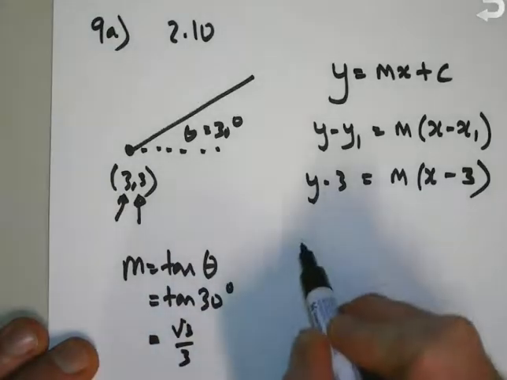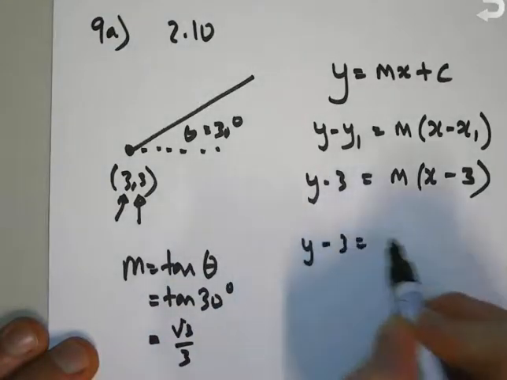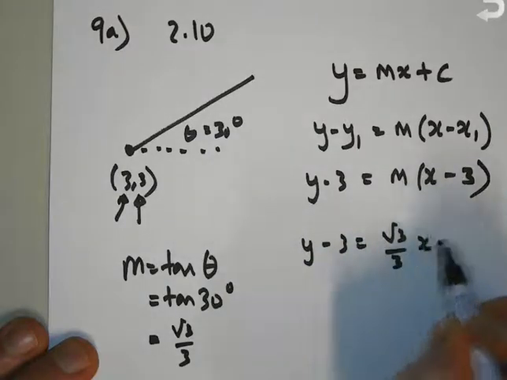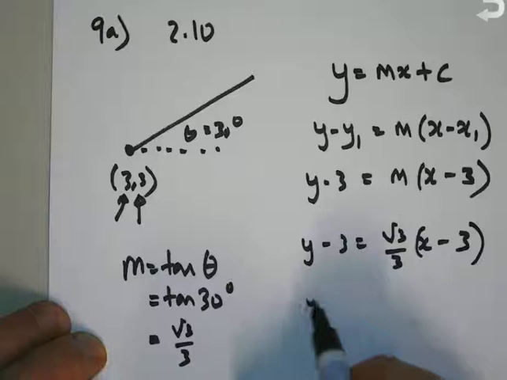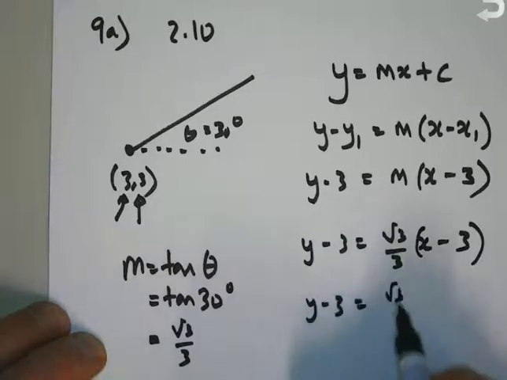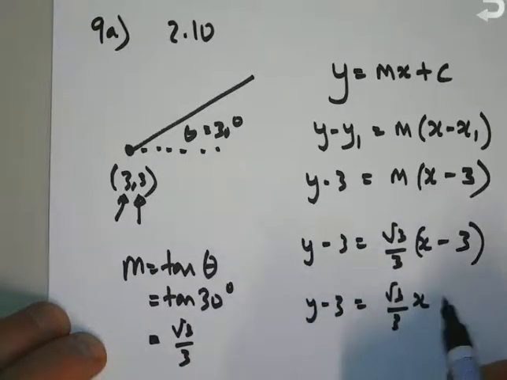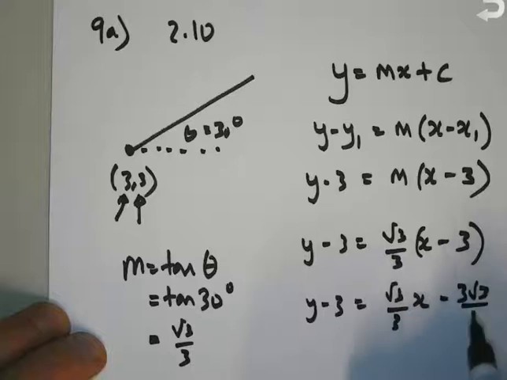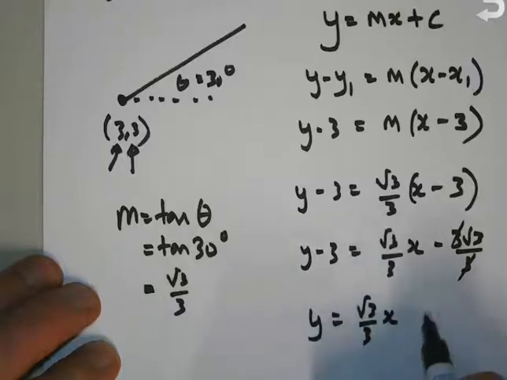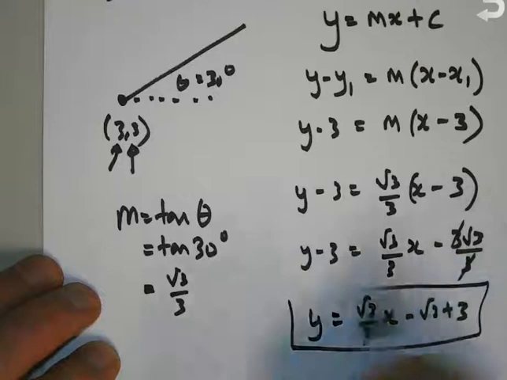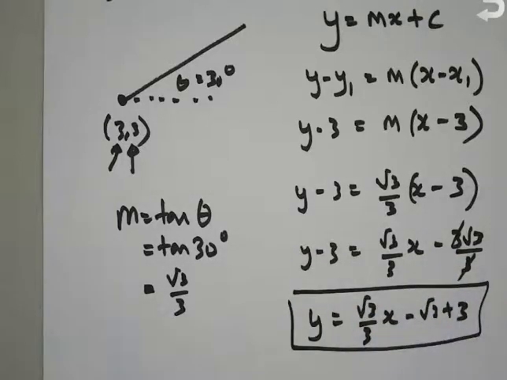Therefore, y minus 3 equals root 3 on 3 times x minus 3. Y minus 3 equals root 3 on 3 x minus 3 root 3 on 3. The 3's cancel. Y equals root 3 on 3 x minus root 3 plus 3. And that's the equation of the minute hand when the time is 10 past 2.